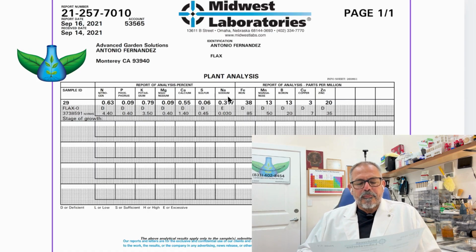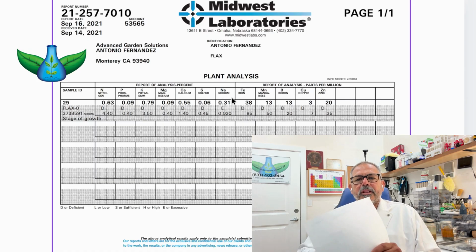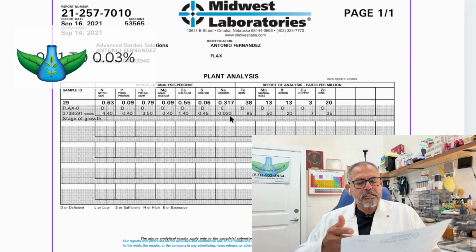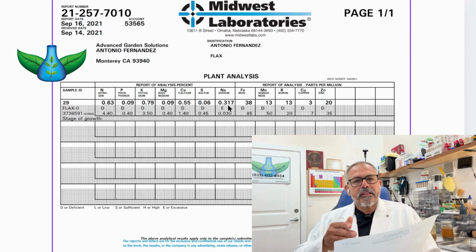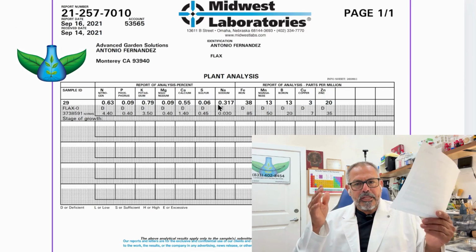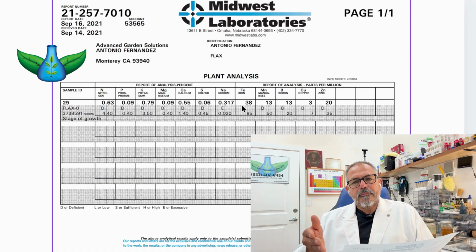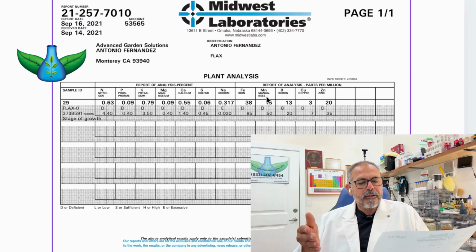Now we come to sodium. That's one element we definitely have lots of. Sodium should normally be between 0.01 and 0.3%. But here we have 0.317%, which is many times higher than what it should be. Moving on to iron. Iron should normally be 85 parts per million, but in this case, we only have 38 parts per million, which is very low from what it should be.